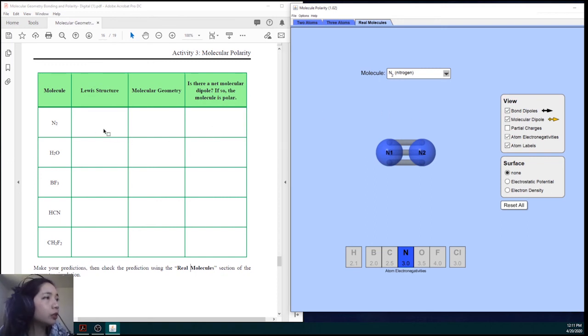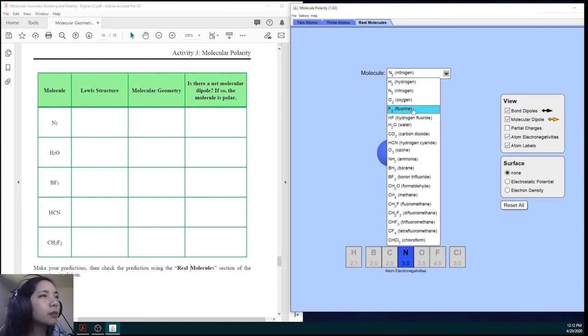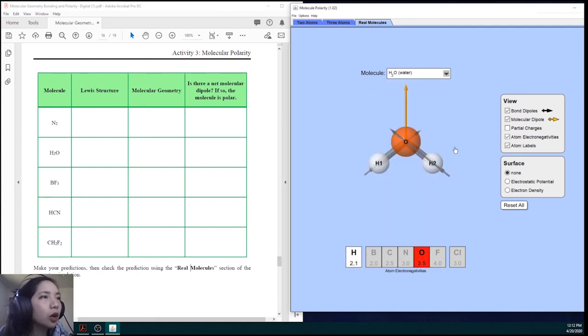Okay, so this first molecule is nitrogen, and so here is what nitrogen looks like. See, I have bond dipoles on and molecular dipoles. So if you see a yellow arrow, that means that there is a molecular dipole and the molecule is polar. But you see that there's none, so diatomic nitrogen is in fact nonpolar. Okay, so let's do a polar example. So water, here, water. So this is what water looks like.